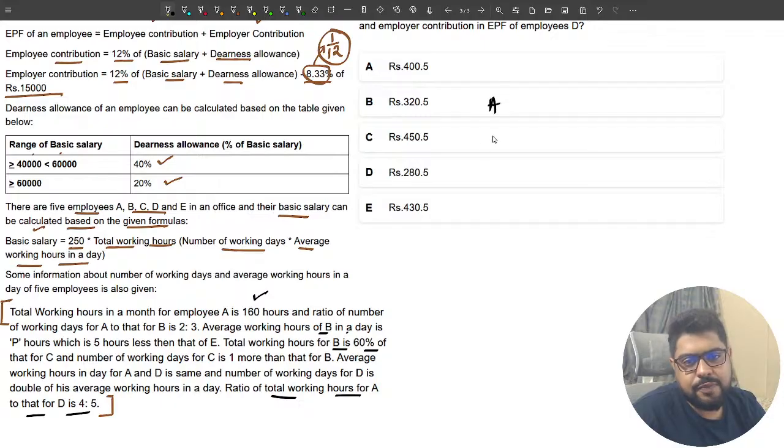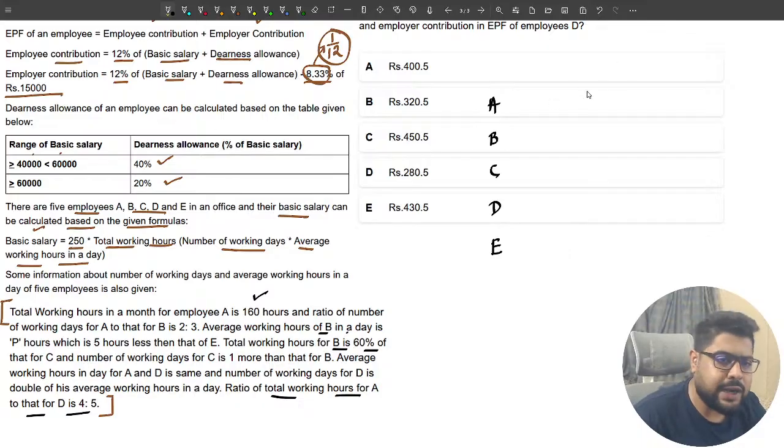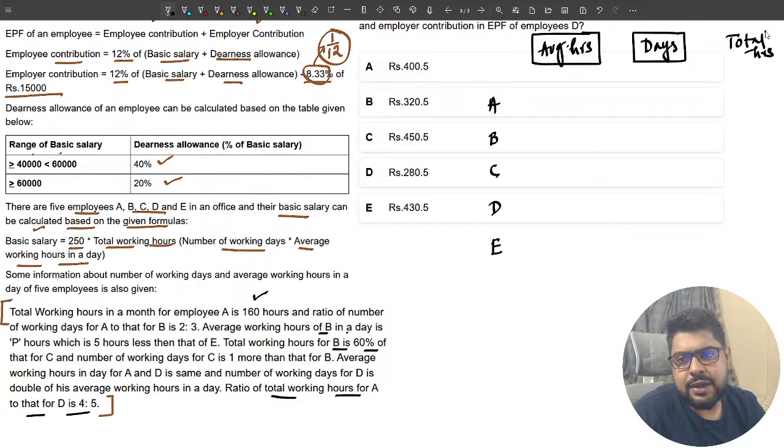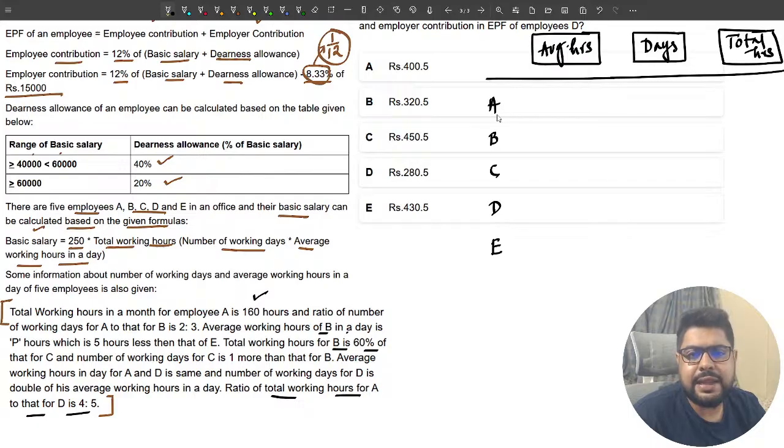So there are 5 people. I need to make a table, otherwise it looks like kind of a puzzle. So average working hours per day, this is one column, sir. Then number of working days. And total working hours, that is another column, because they have given us the data in this format.